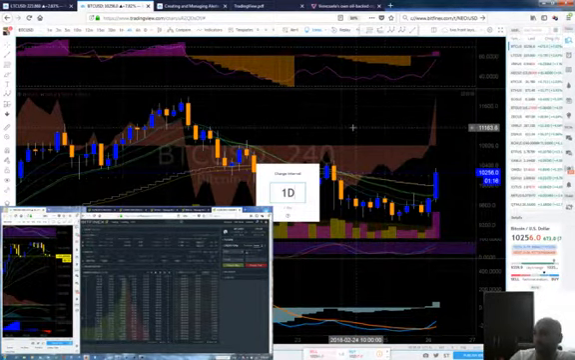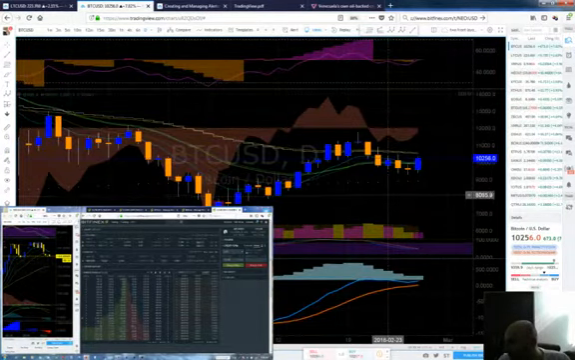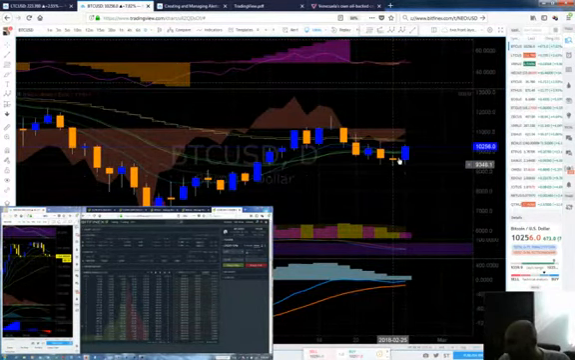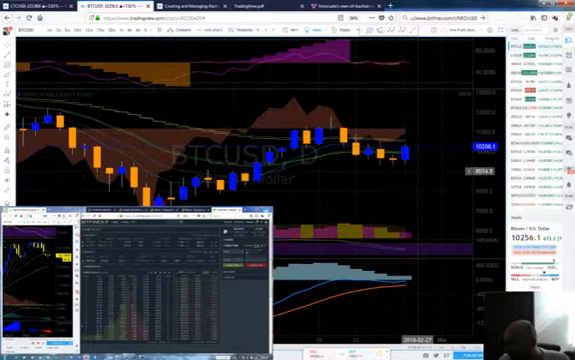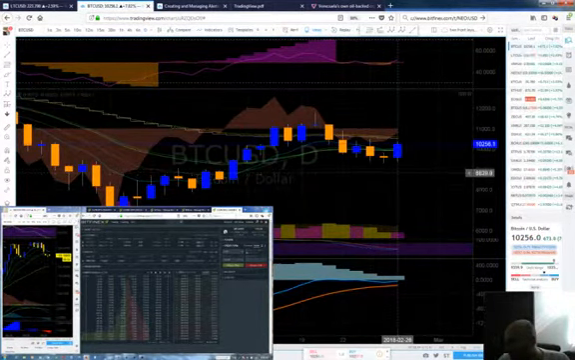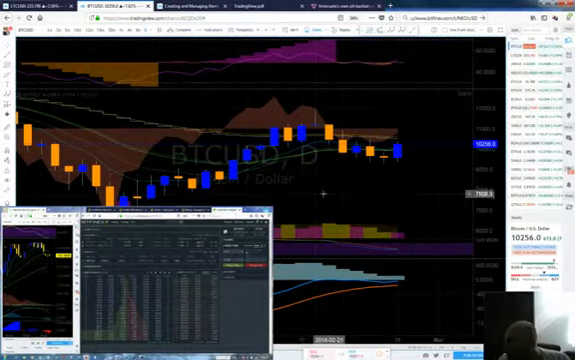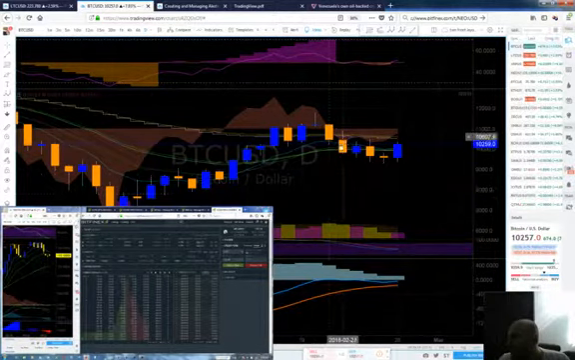1 day chart. Yesterday, after this, I thought we were going to 9,000 because the 200 moving average is right at 9,000, but we didn't. So what's going to happen today?